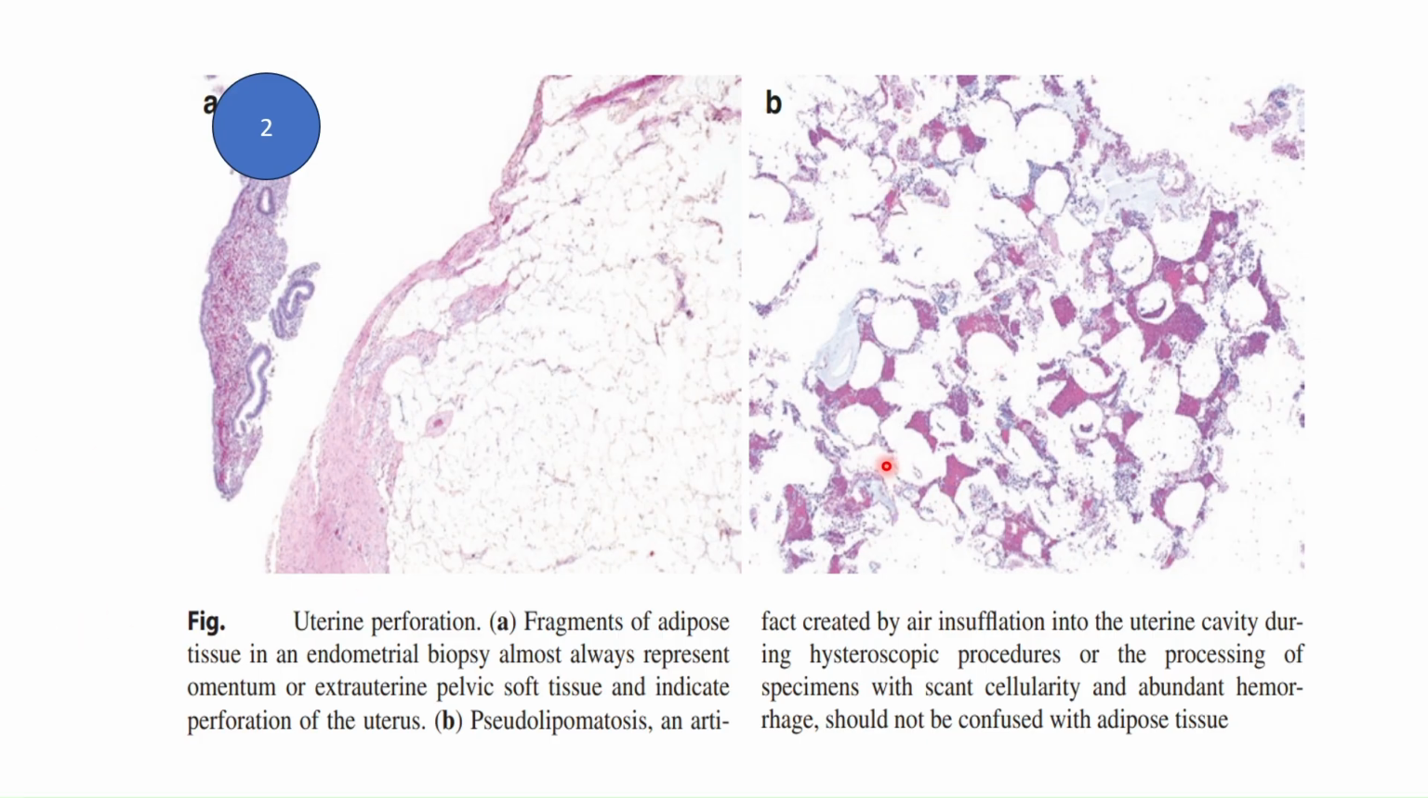In this section B, we can appreciate pseudolipomatosis. Here, fat-like spaces or clear vacuoles are visible with areas of hemorrhage and some glandular tissue. So this is called pseudolipomatosis, and it should not be confused with adipose tissue. In this section, this is true adipose tissue in endometrial biopsy, and it always represents omentum or extrauterine pelvic soft tissue, and it indicates perforation of the uterus.